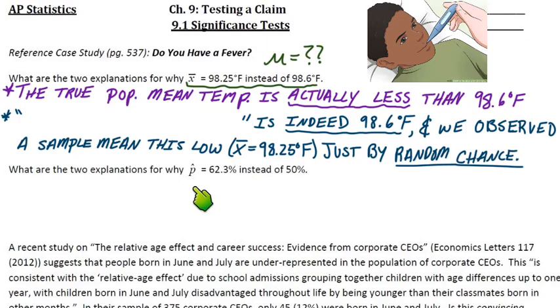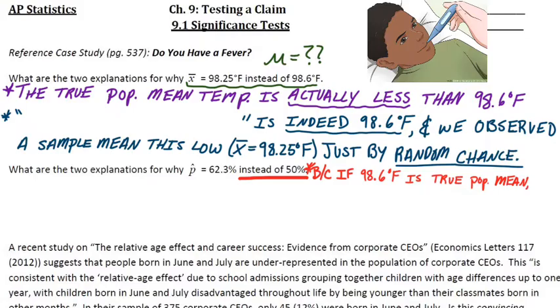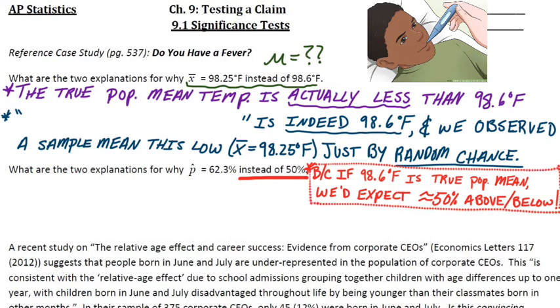So why was there a majority of people, right? p hat 62.3% instead of just 50%. So why would we expect 50% to be the proportion of people that were below that 98.6 degrees Fahrenheit? Well, if 98.6 degrees Fahrenheit is the true population mean, then in a random sample, we'd expect it to be about half above that and half below that. So if that's actually the true population mean, we'd expect there to be about 50% of the observations above and below, not just have a majority of people below that number in this case.